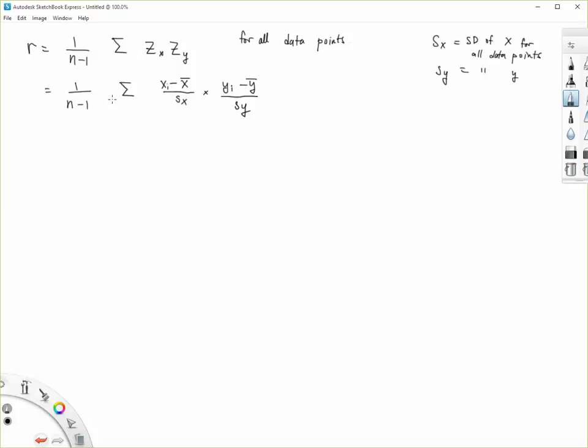So that means with the sum product, I can factor out s sub x and s sub y. I'm going to be left with 1 over n minus 1 times 1 over s sub x times 1 over s sub y. And I'm going to have the product of basically the distance each point is from their respective mean.